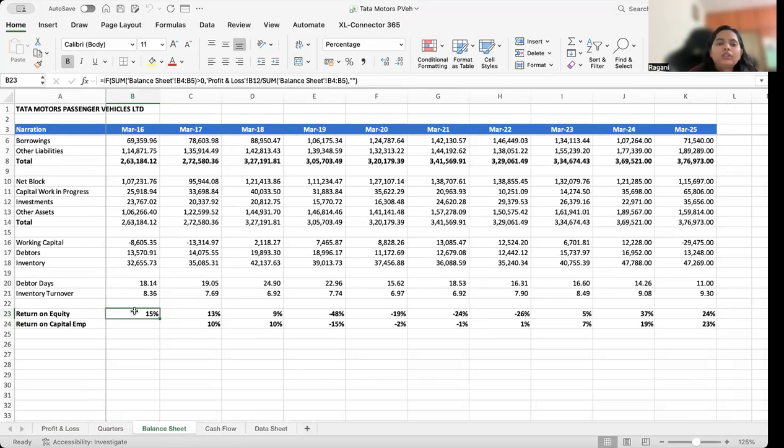In return on equity, I used the IF function for this calculation. Then I calculated return on capital. I use the function of P. First, we have to add P.